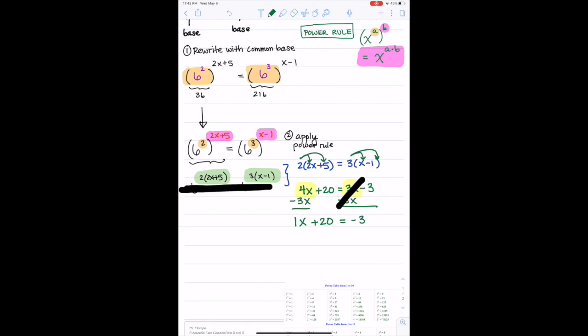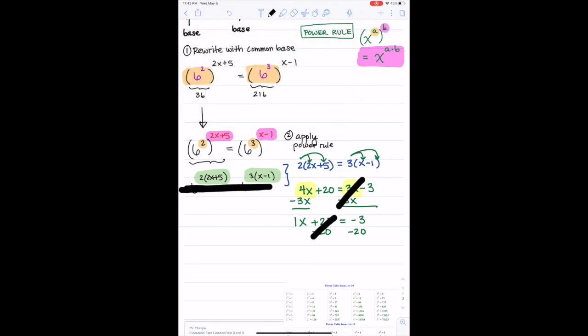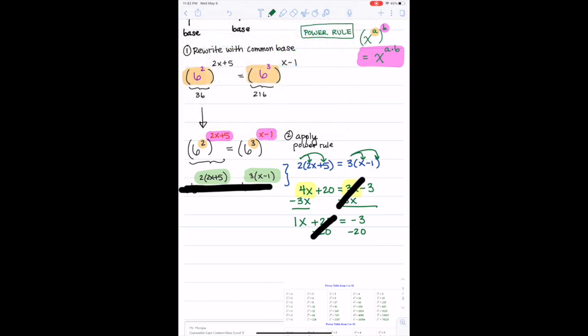And I can subtract 20. Subtract 20. And again, this will go away. And I pretty much get left with 1x equals negative 23. So that's my answer. X is the value negative 23.